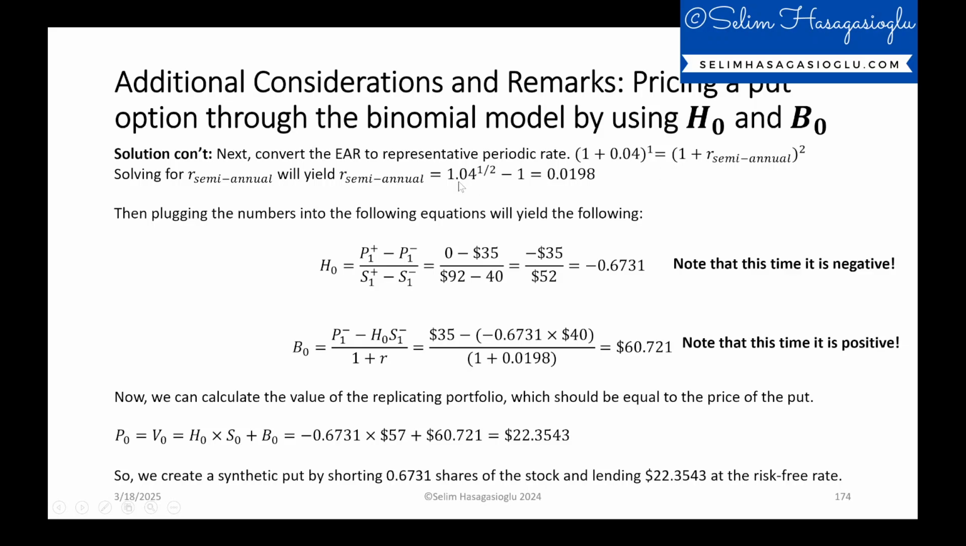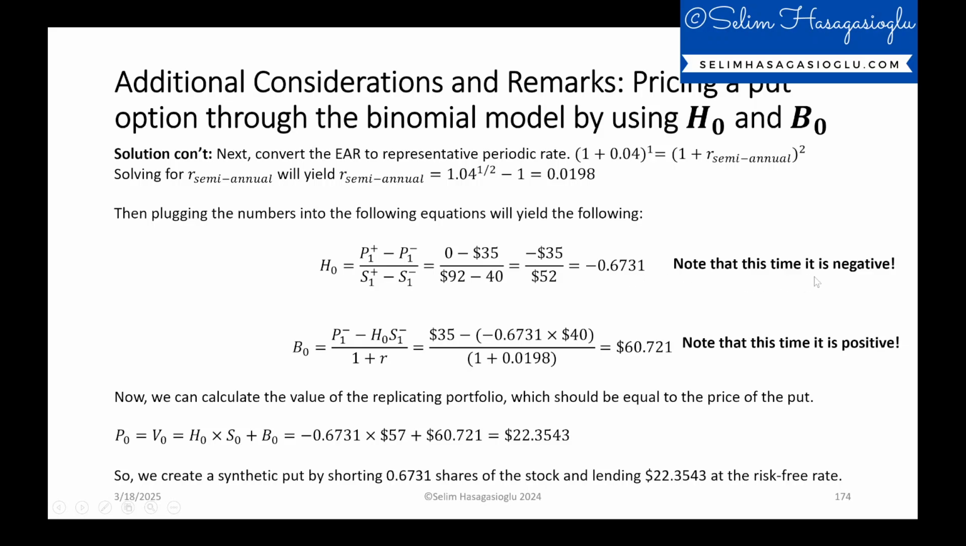So 1.04 to the power of 1 over 2 minus 1 should be equal to 0.0198. Then plugging the numbers into the following equations will yield the following. So H0, the hedge ratio, or the delta. Remember, the change in the payoffs in the put option divided by the change in the stock price. All of these values were calculated on the previous slide. Just plug them in and you will get minus 0.6731.